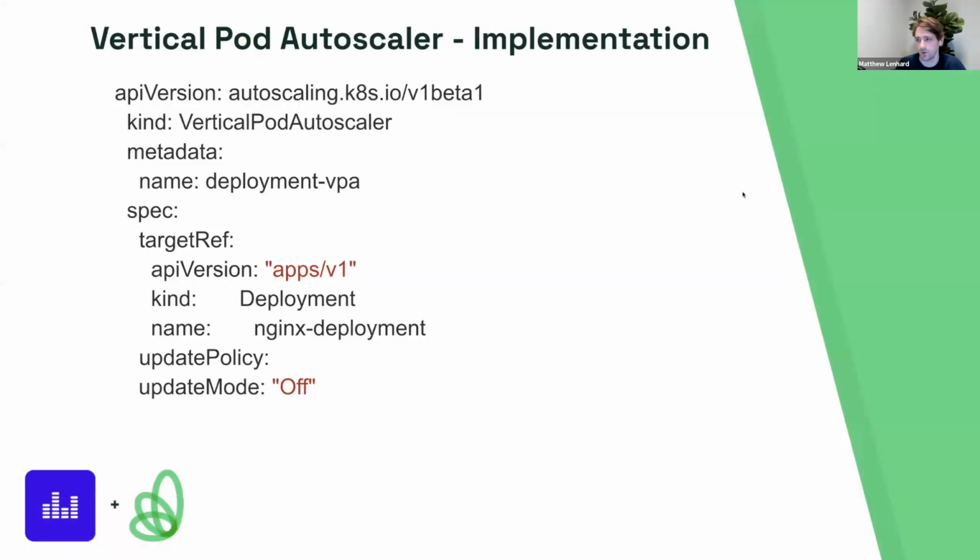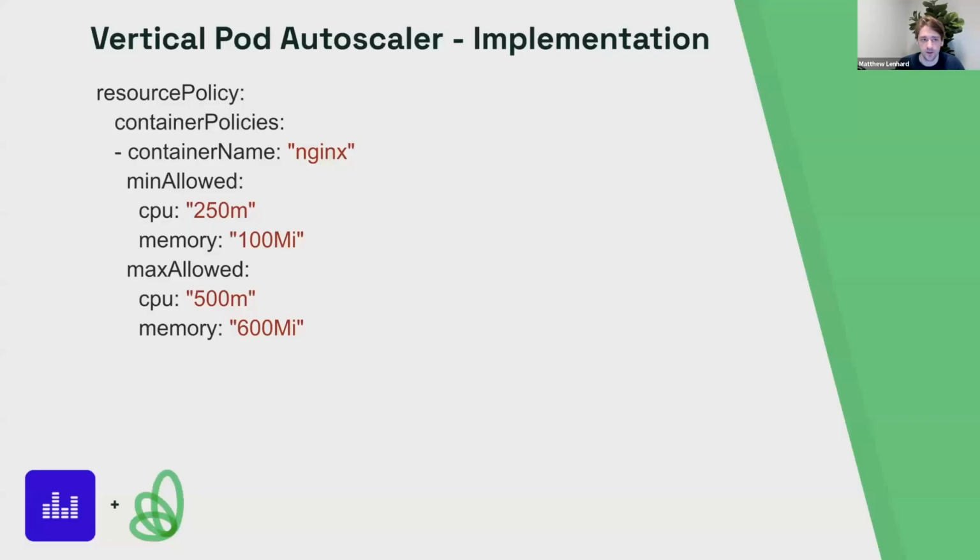So what does the YAML and the implementation look like? It's relatively straightforward. The kind is just VerticalPodAutoscaler. Target ref matches whatever workload you want to scale. So in this case, I'm scaling an Nginx deployment. And then, like I said, the update mode is what's core here. So make sure you have that set to off in production environments.